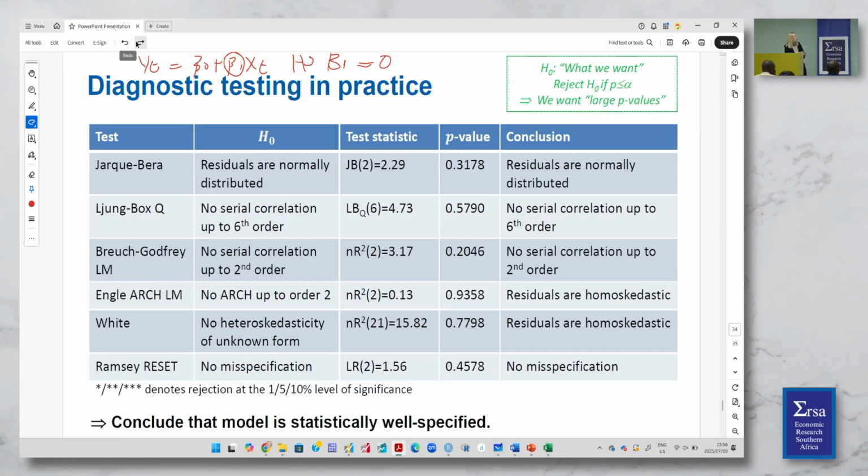When we get to diagnostic testing, we put in the null kind of what we want, in quotation marks. So we want the residuals to be normally distributed. We want no serial correlation. We want no heteroskedasticity. We want no misspecification. So for all of that, there's a test. And that test can be a test regression with an associated test statistic. It can be just a calculated test statistic like the Jarque-Bera.